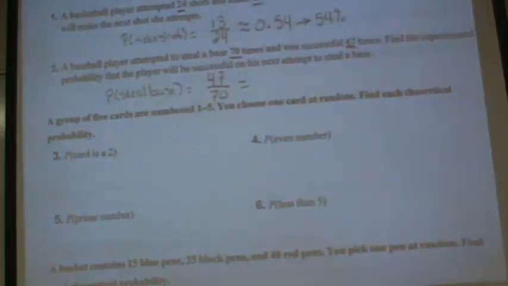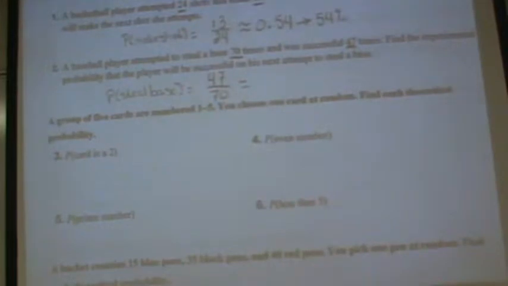Number 2, a baseball player attempted to steal a base 70 times and was successful 47 times. Find the experimental probability that the player will be successful on his next attempt to steal a base. So again, probability, steal base. He was successful 47 times, and he tried 70 times. So we get 47 over 70.